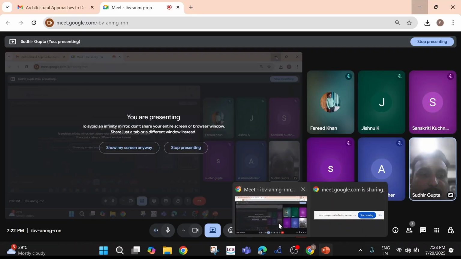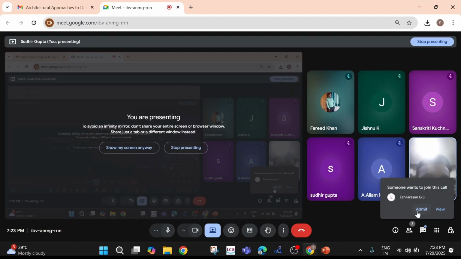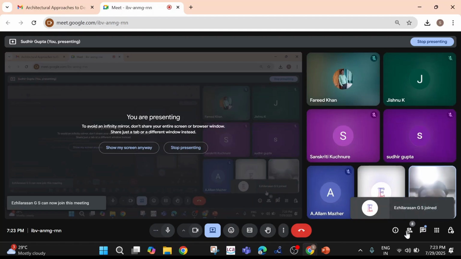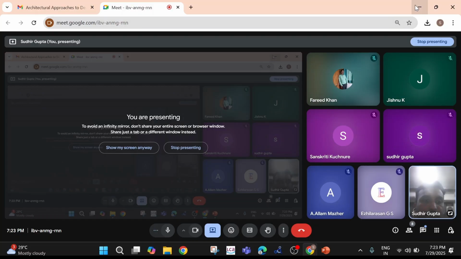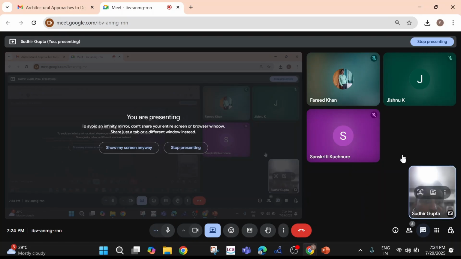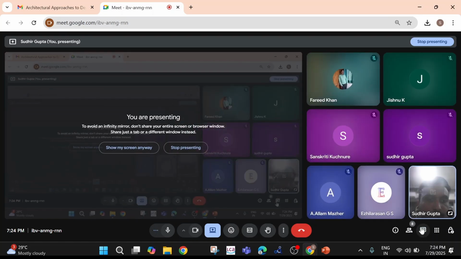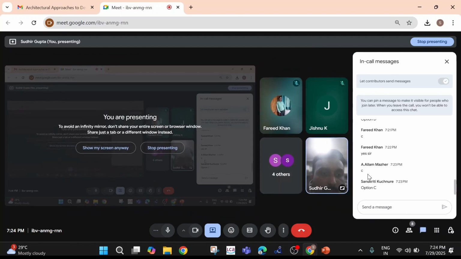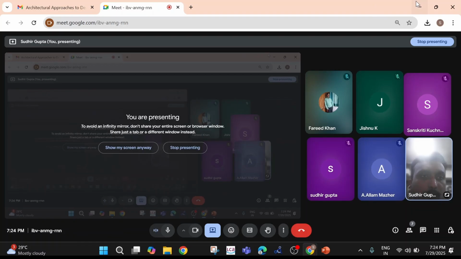Meanwhile, let me admit. Okay, so now we are having 9 participants. Option C. So Alam and Sanskriti, they have answered option C. Rest of all also try to recall.